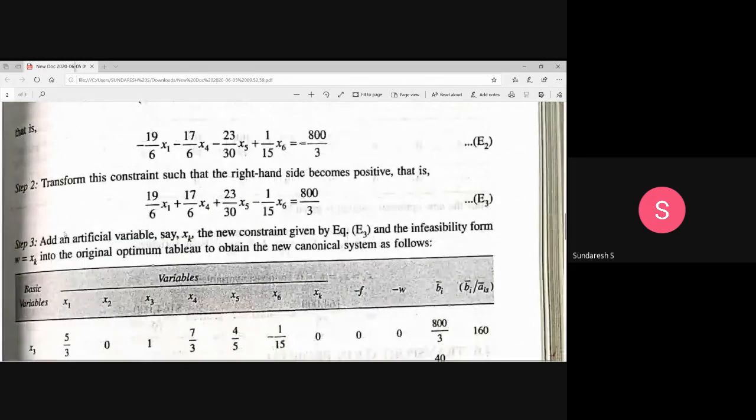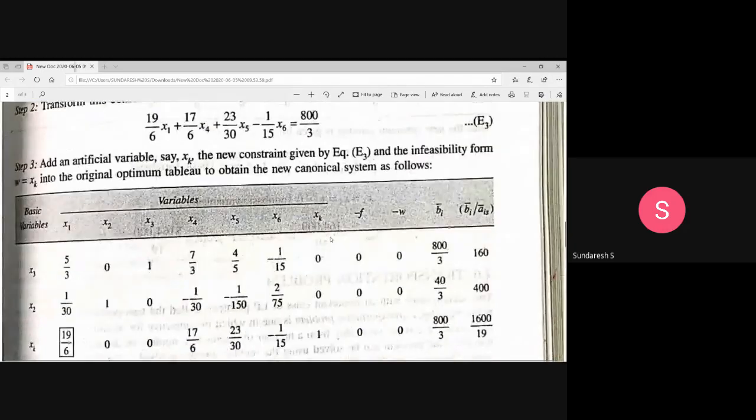Got it? Now what we do: add an artificial variable xk. Step 3: the new constraint given by the equation E3 and the infeasibility form W, which is equal to xk, in the original optimum table to obtain the new canonical system. It's the same thing we have got there. The artificial variable is xk, which we are adding as an artificial.